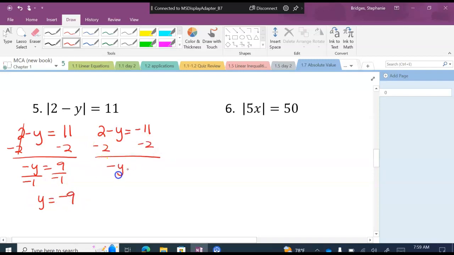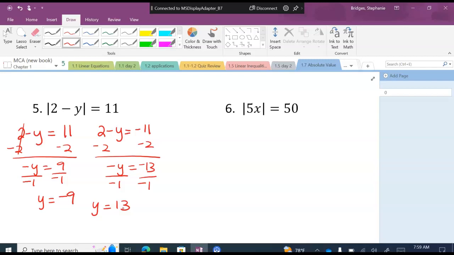And then we're going to do the same thing here. Again, we don't want to leave a negative y. So I get y equals 13. So I've got negative 9 and 13. And again, just plugging it in to check. However, there is no variable outside of the absolute value bar, so both of these should work.